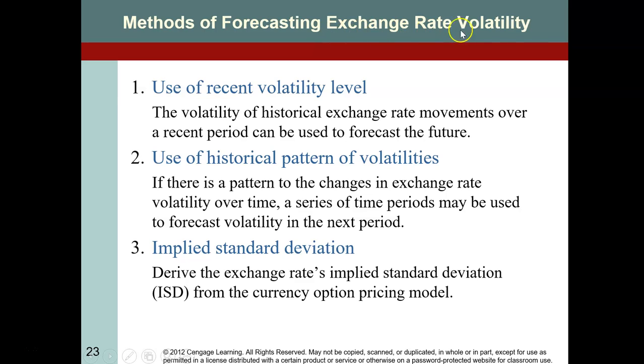Methods of forecasting exchange rate volatility. Use of recent volatility level. The volatility of historical exchange rate movements over a recent period can be used to forecast the future. Use of historical pattern volatilities. If there is a pattern to the changes in exchange rate volatility over time, a series of time periods may be used to forecast volatility in the next period. Implied standard deviation. Derive the exchange rate's implied standard deviation from the currency option pricing model.